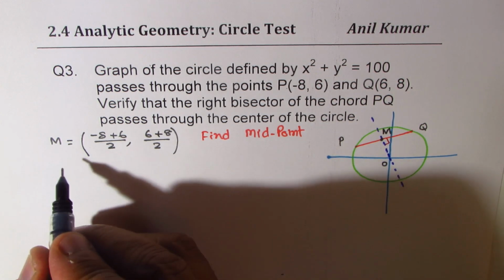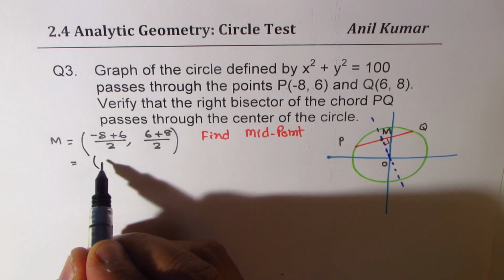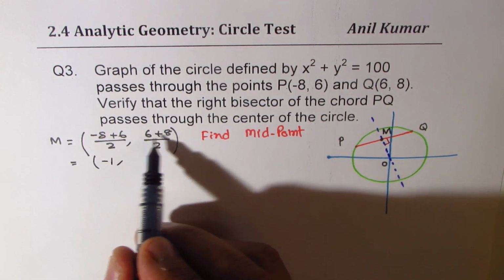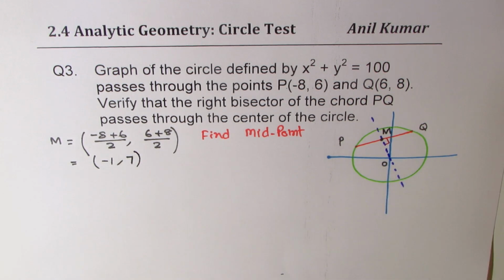The value here is minus 2 divided by 2, which is minus 1. 6 plus 8 is 14, so we get 7. So that is the coordinate for the midpoint. Now the second step is to find the slope of PQ.